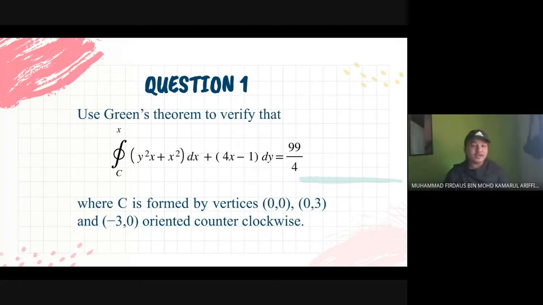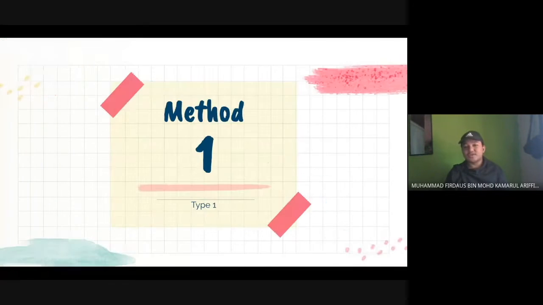Okay, so let me read the question first. The question says, use Green's theorem to verify that the line integral of c, y squared x plus x squared dx plus 4x minus 1 dy, equals 99/4, where c is formed by vertices (0, 0), (0, 3), and (-3, 0), oriented counterclockwise. So I will proceed to method 1.